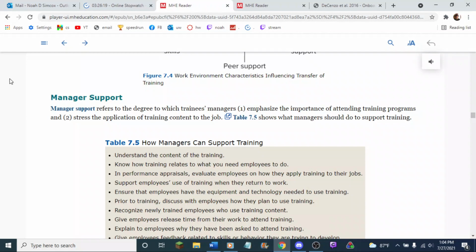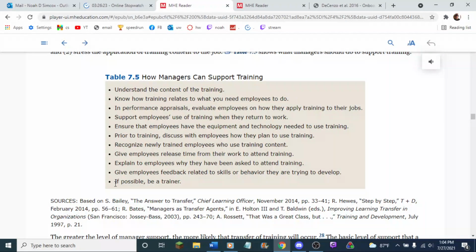Why? Understand the content of the training. Know how training relates to what you need employees to do. In performance appraisals, evaluate employees and how they apply training to their jobs. Support employees' use of training when they return to work.